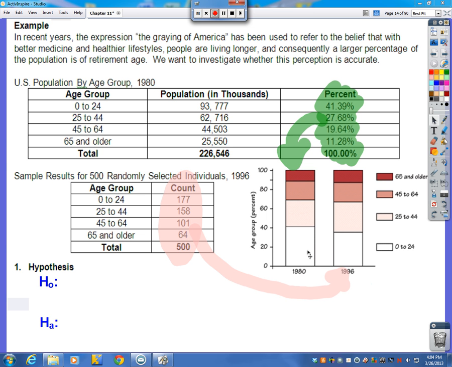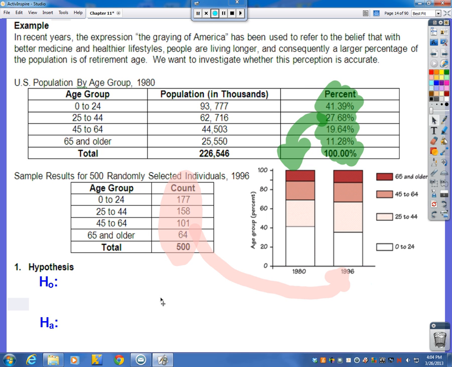So we have fewer 0 to 24-year-olds in 1996 than we did in 1980, which means people are maybe getting older. We're allowing for more growth up top here. So it seems like it might be plausible that maybe better medicine and healthier lifestyles are producing longer life. But that's what we're going to test.